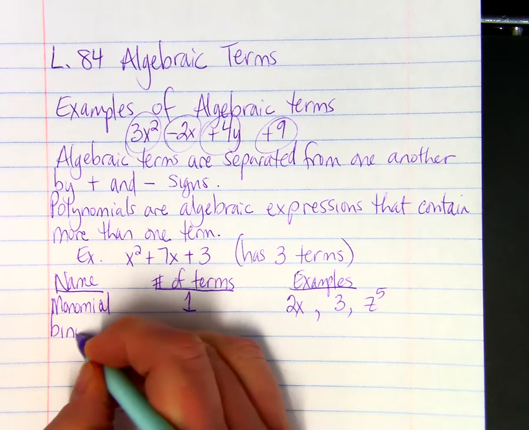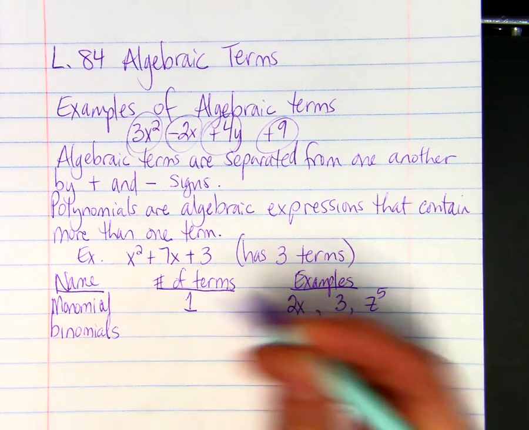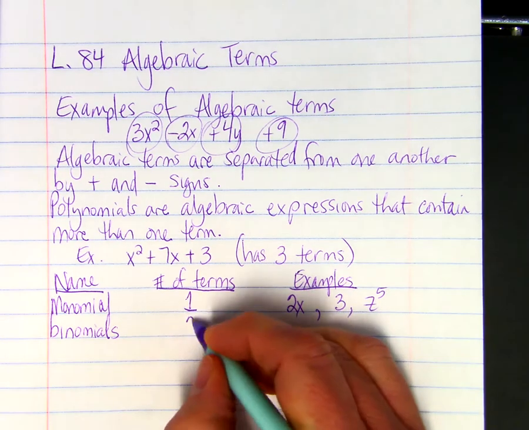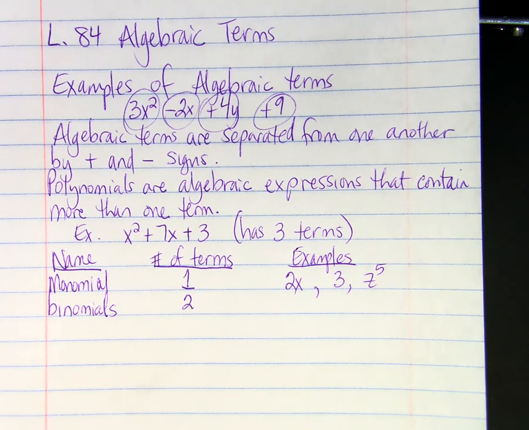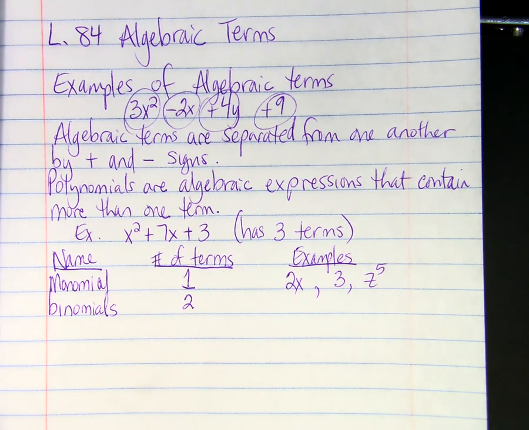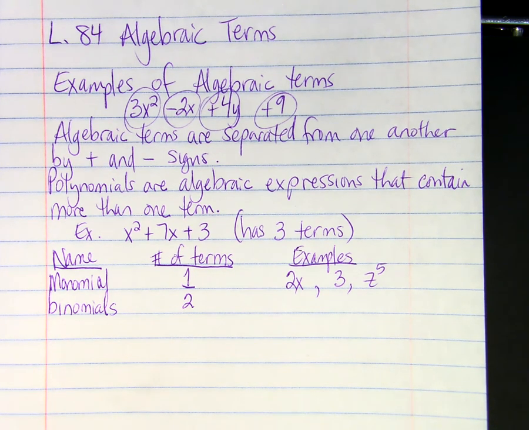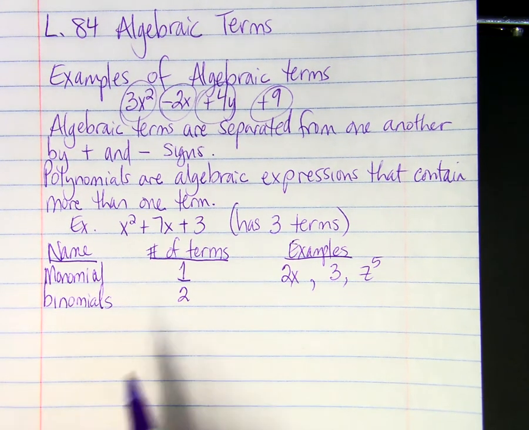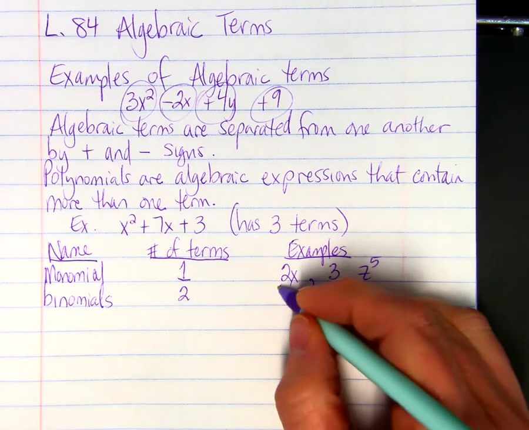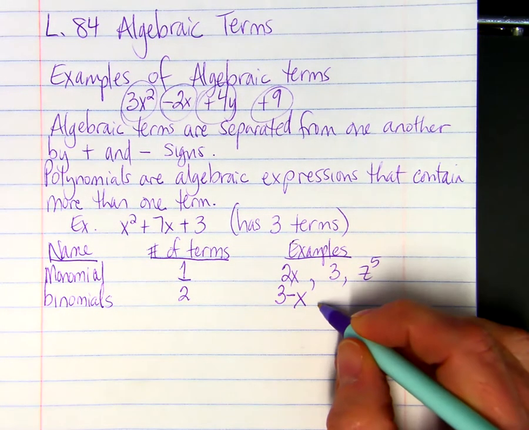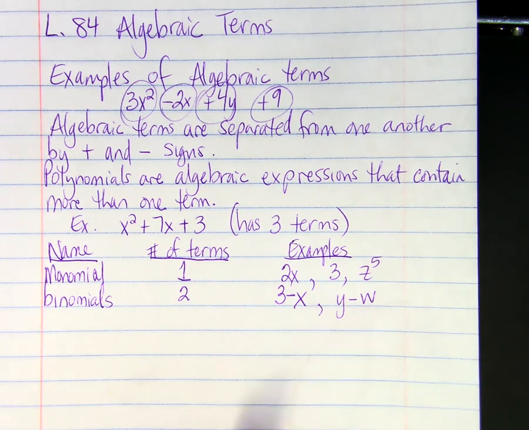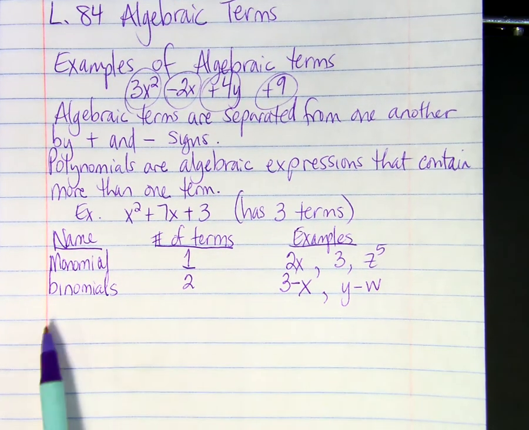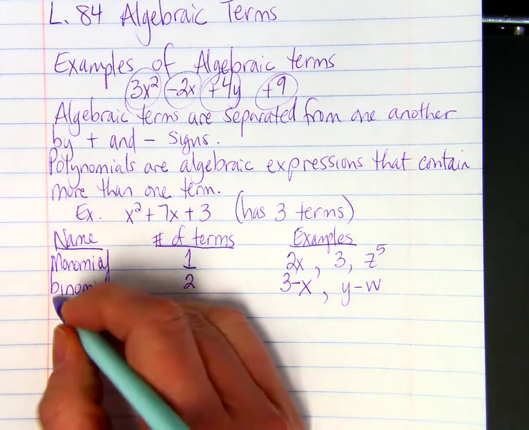Now we have binomial. They have 2 terms. Bi, if you remember, like bicycle has two wheels. Binomial, bipedal, that's something that walks on 2 legs or 2 feet. Binomial has 2 terms. So here's an example of a binomial, 3 minus x. Here's another one, y minus w. So there's 2 terms in this polynomial, and we call it specifically a binomial.